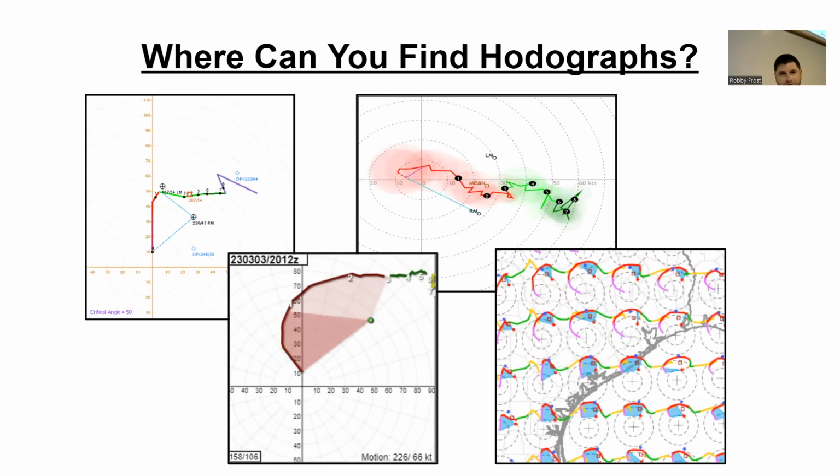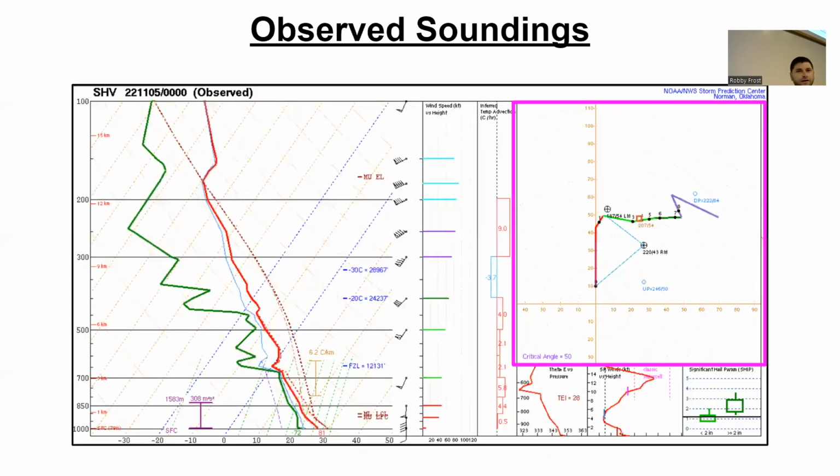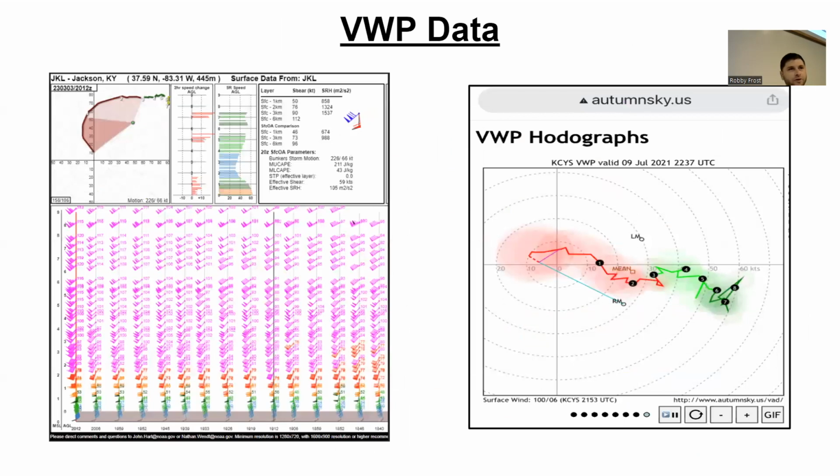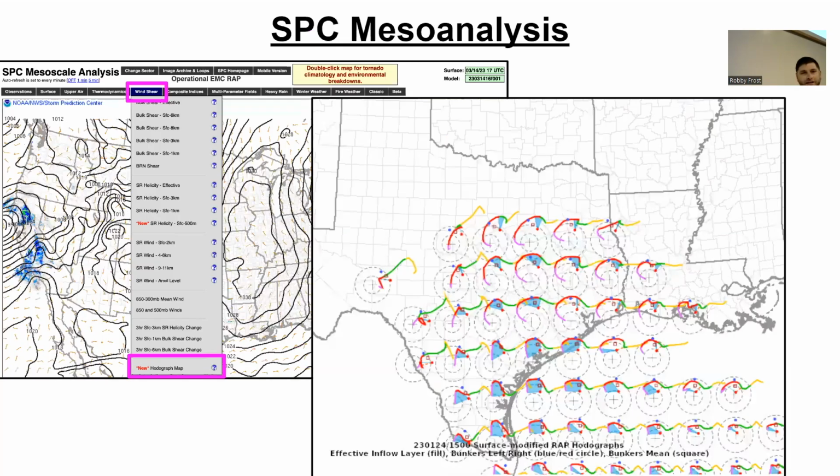Where can you find hodographs? A lot of different sources. You can see here, of course, observed soundings, also forecast soundings. This is from the SPC sounding site. We also have VWP, that's VAD wind profiles generated from radar data that's sampling precip. These can generate hodographs. We use these really often in SPC operations, especially during the mesoscale to watch phase.